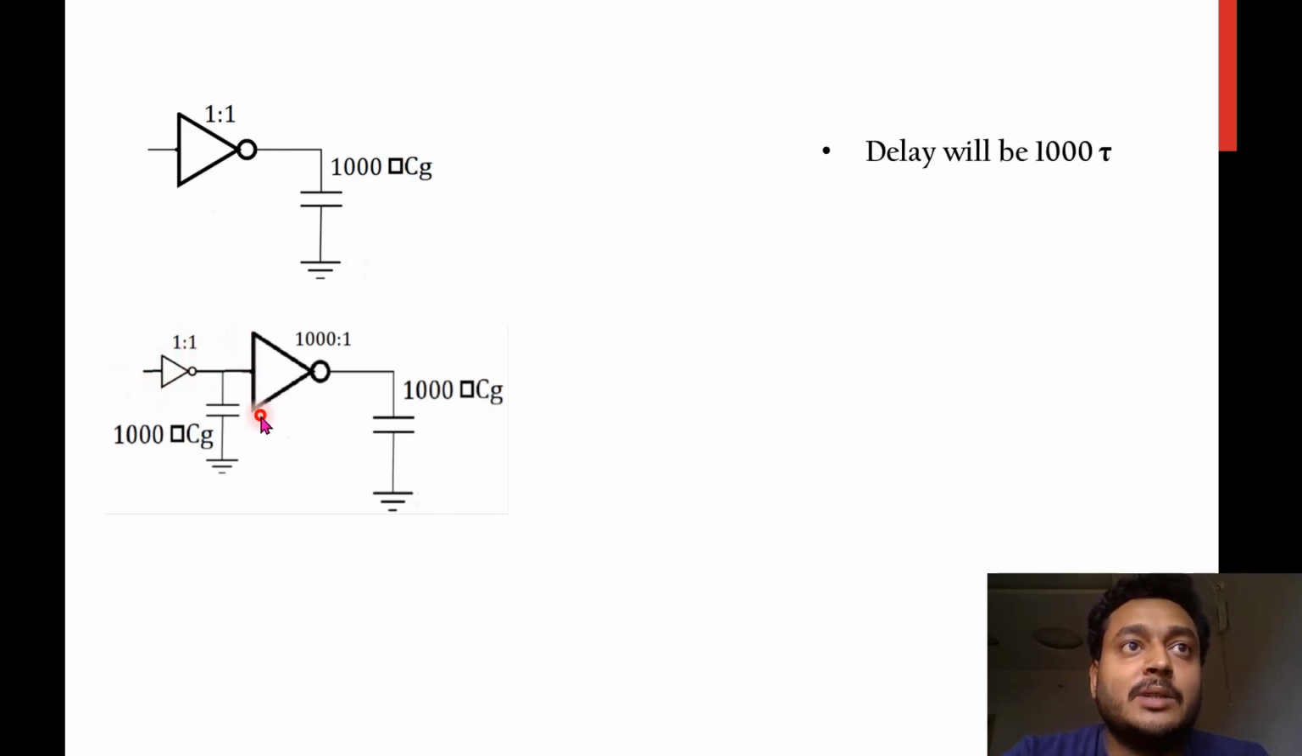So the width is 1000 times more than this one. In this case, what is the CG you can see here? Since this is not a 1:1 inverter, you have 1000 times the width, which means you are going to get 1000 times CG. If you see from this node to this side, this is how to see this load capacitance, which I already explained in the previous video.